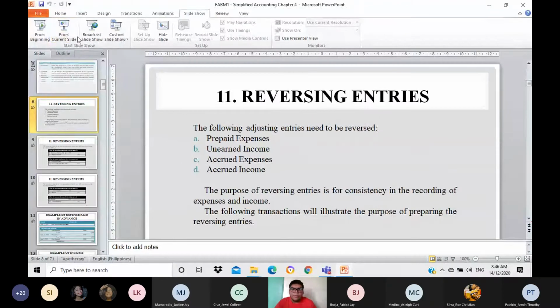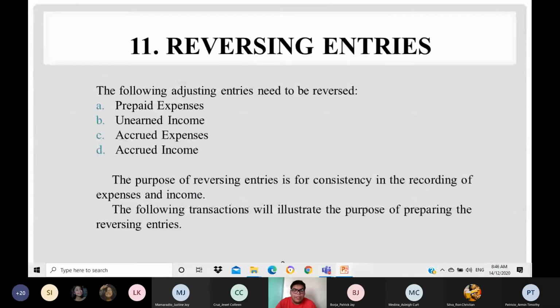So for reversing entries, the following adjusting entries need to be reversed. What are these? Typically, ito naman sila: prepaid expenses, unearned income, accrued expenses, and accrued income. So expenses, income, expenses, income. Binanggit na rin ng book: the purpose of reversing entries is for consistency in the recording of expenses and income.